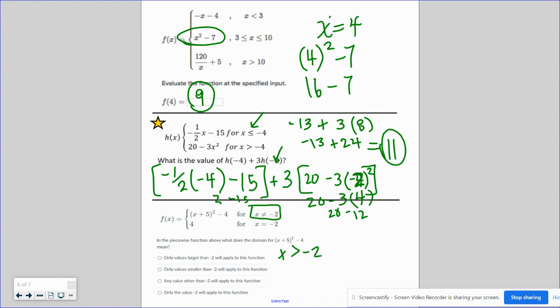So only values larger than negative 2 is not right, because that would be x is greater than negative 2. Only value smaller than negative 2 is our second choice. X is less than negative 2, which is not what it says. Any value other than negative 2 will apply to this function. So anything other than negative 2, so as long as it is not equal to negative 2, this one looks good. But just for good measure, we're going to make sure we check the other one. Only the value negative 2 will apply to this function. And that last one is that x equals negative 2.